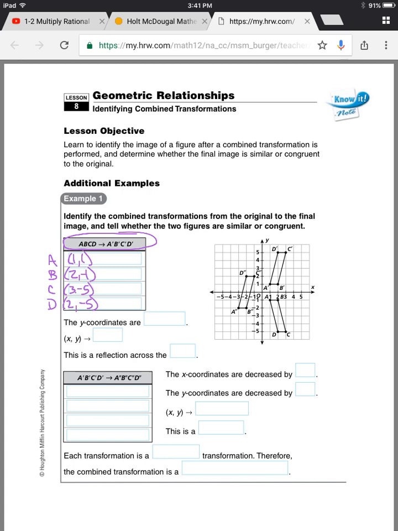Okay. Now we're going to look at the coordinates of A prime, B prime, C prime, and D prime. Okay? So A prime is 1, 1. B prime is 2, 1. C prime is 3, 5. And D prime is 2, 5.